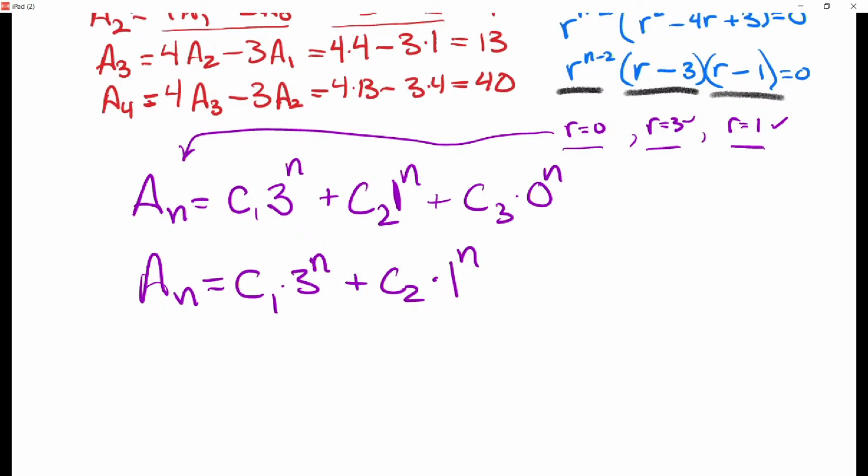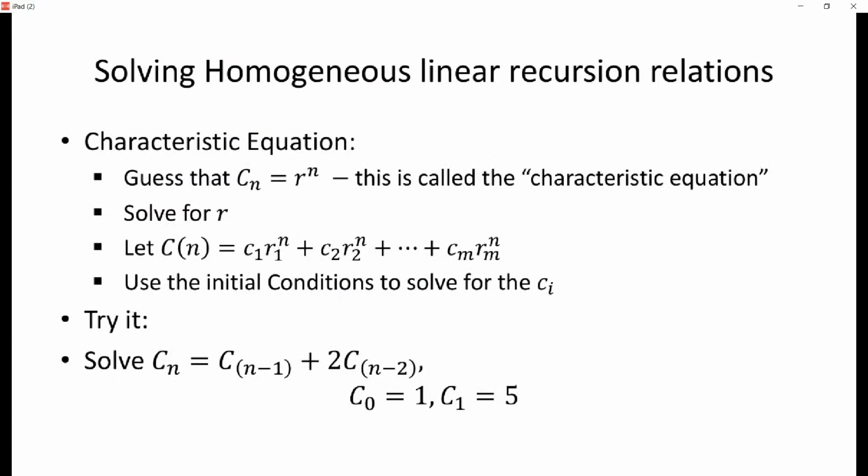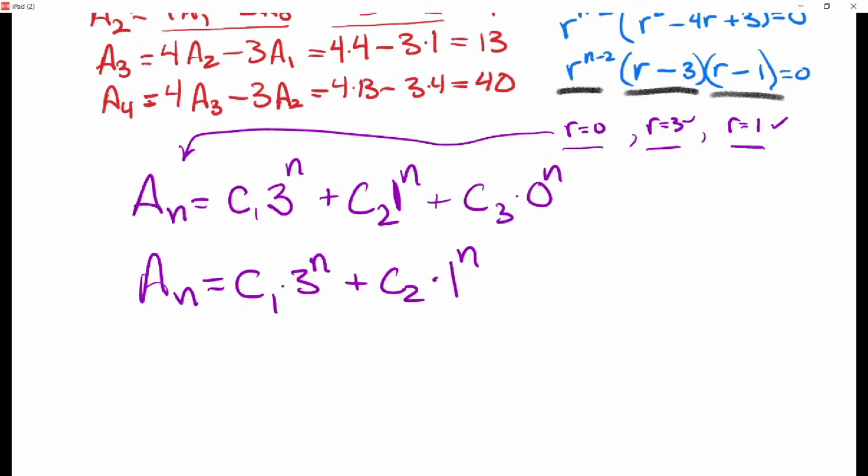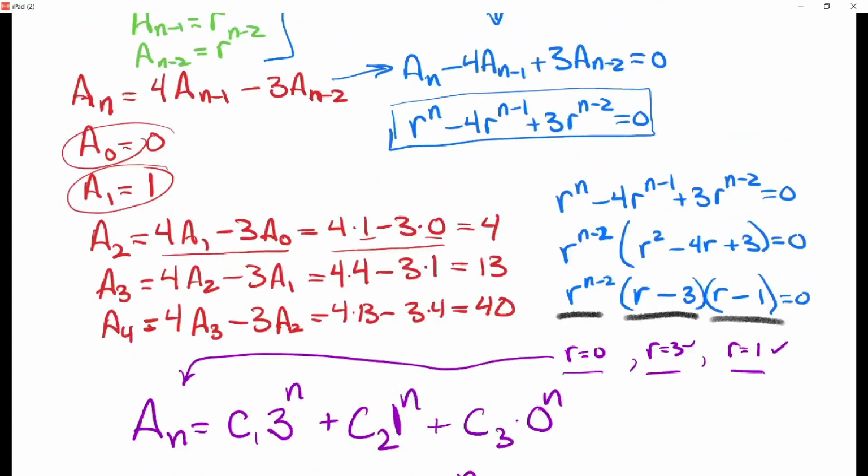Okay, we're almost done. Last step. The final step is to use the initial conditions to solve for the C's. That's going to take a little bit more explanation. So what does that mean? Well, where are the initial conditions? Here they are, right up here.